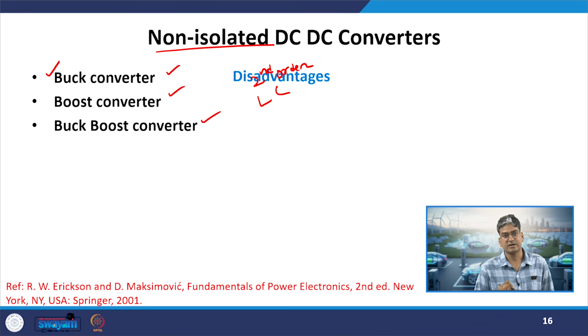When the switch was disconnected, your inductor was feeding the energy stored inside it to the output stage, and the input was completely disconnected. So, my source current is discontinuous over here.